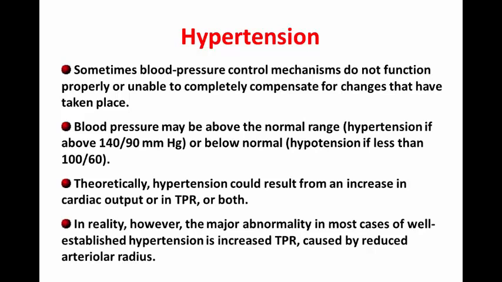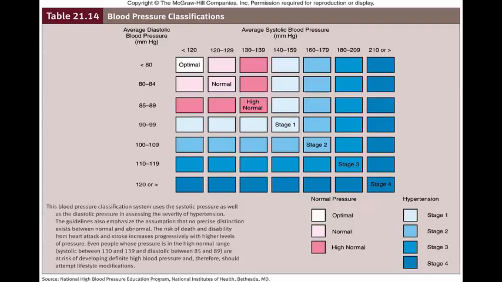Theoretically, hypertension might result from an increase in either the cardiac output or the total peripheral resistance, or in both, because the cardiac output and the total peripheral resistance are the main determinants of the arterial blood pressure. However, in reality, the major abnormality in most cases of well-established hypertension is increased total peripheral resistance, which is caused by a reduced radius of the arterioles.